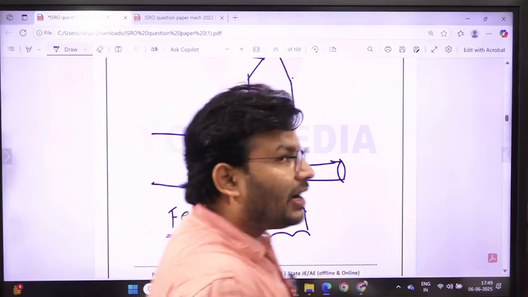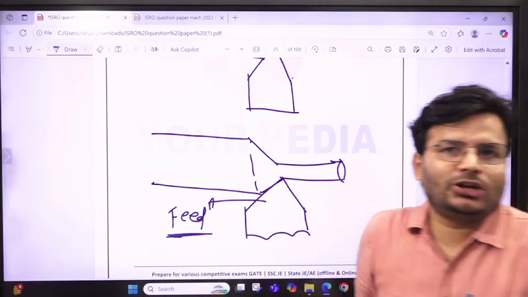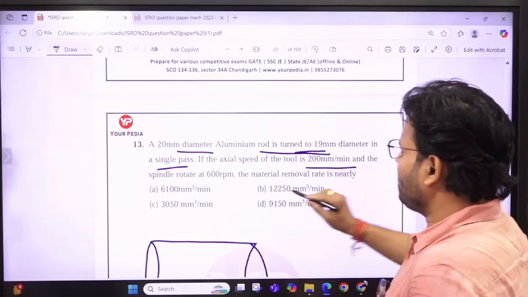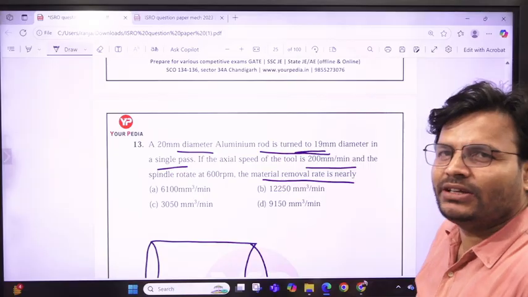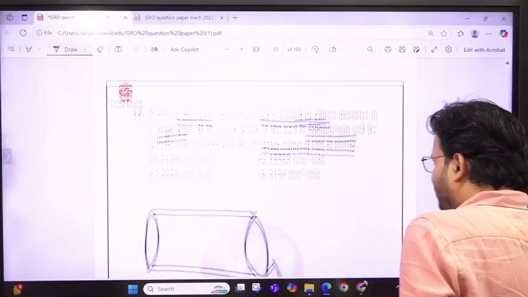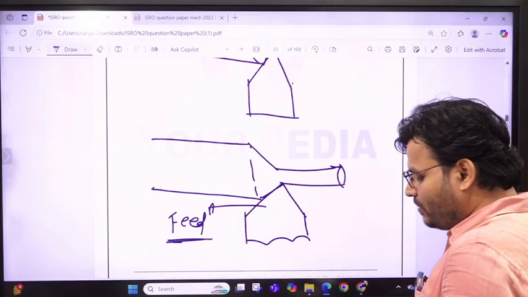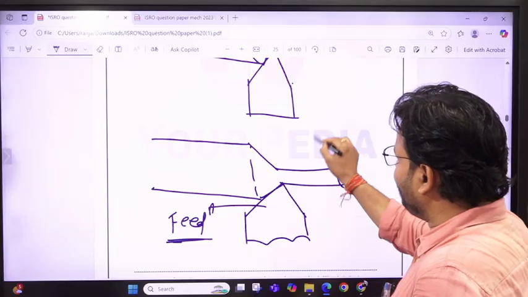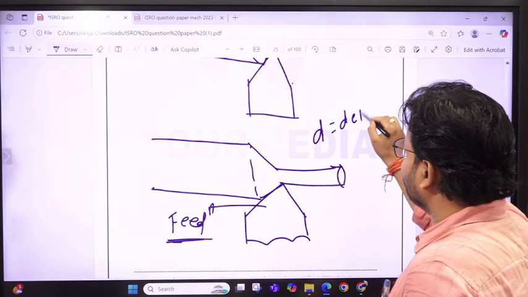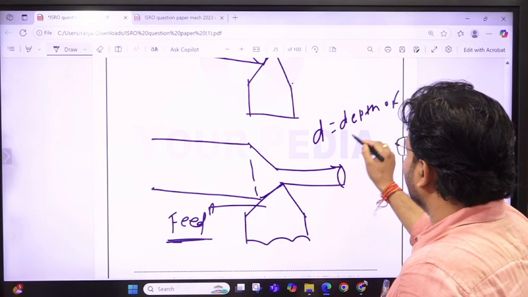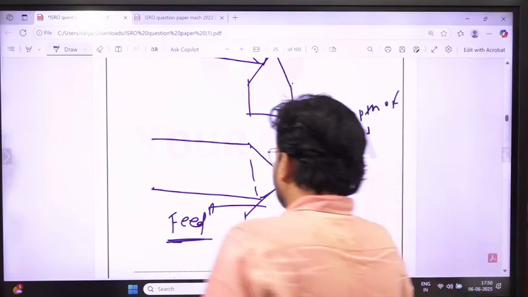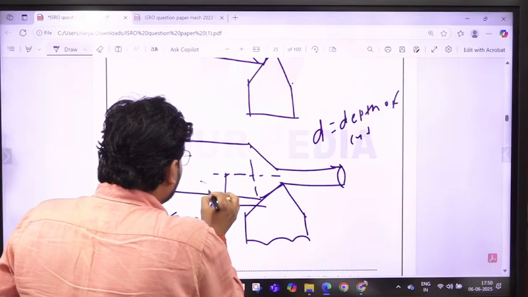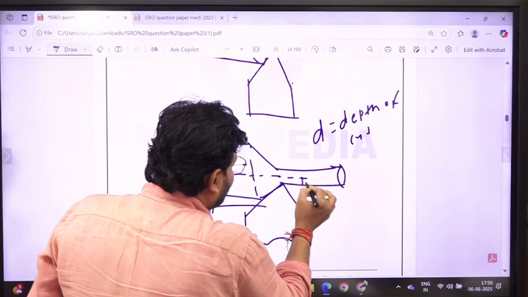And in the question what do you have to calculate? Simply, the material removal rate. The material removal rate is nearly. So what will be the material removal rate? First of all, tell me, my dear friends, what will be the depth of cut? D is called depth of cut. Let's assume this is R1, and after the cut, this is R2.